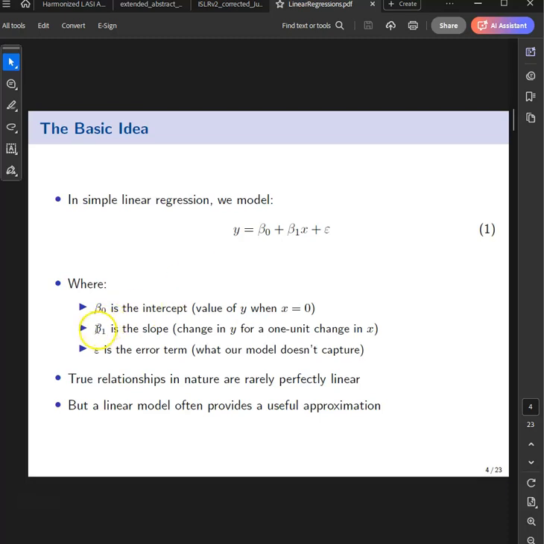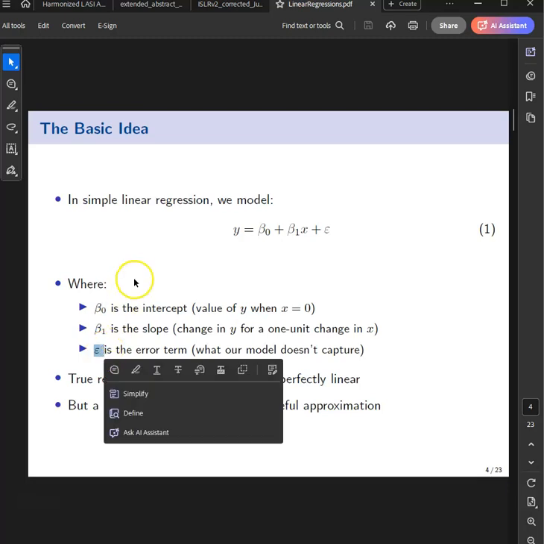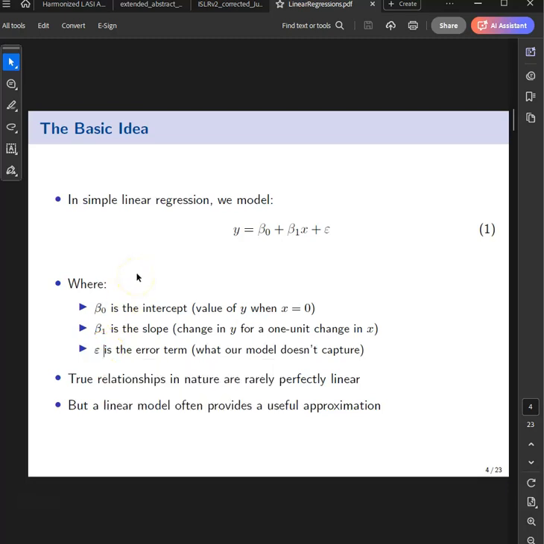Beta 1 is the slope. It tells us how much y changes when x changes by 1 unit. This is really what we care about. It shows us the relationship between our variables, which in this case are y and x. And epsilon is the error term. It represents everything our model doesn't capture because relationships are never perfectly linear. So you cannot throw everything in the model. You cannot capture everything that you want to capture. So epsilon takes care of that.